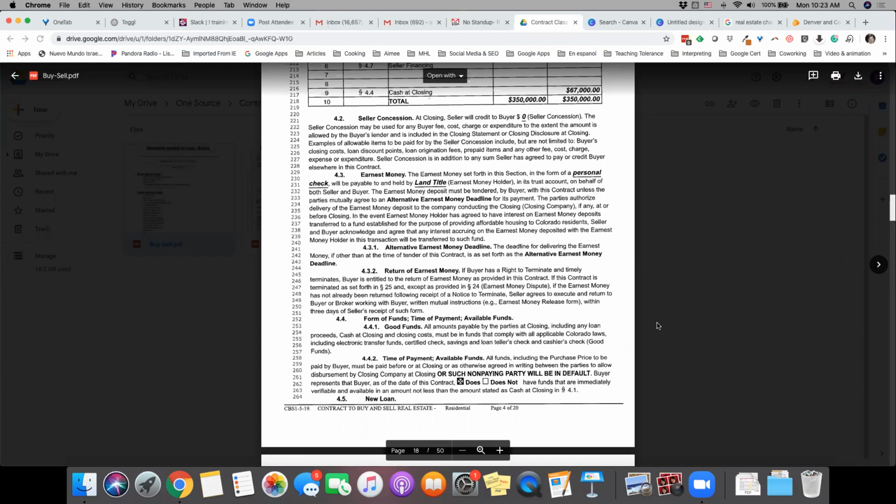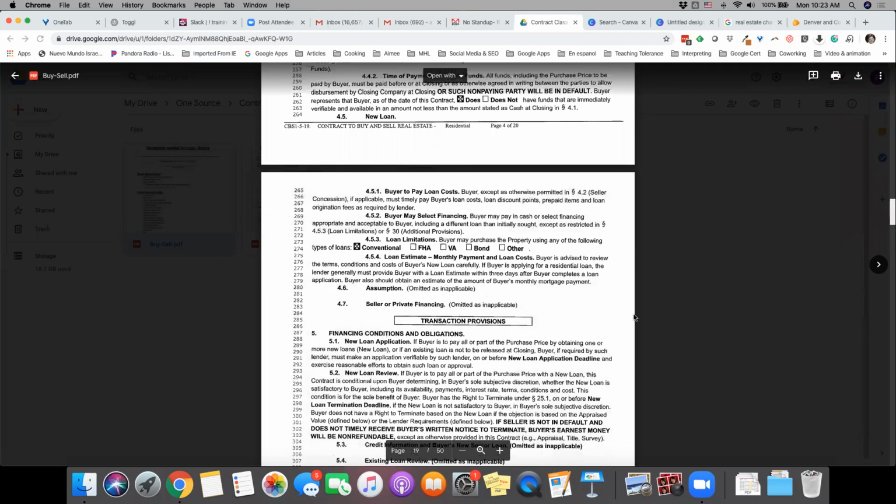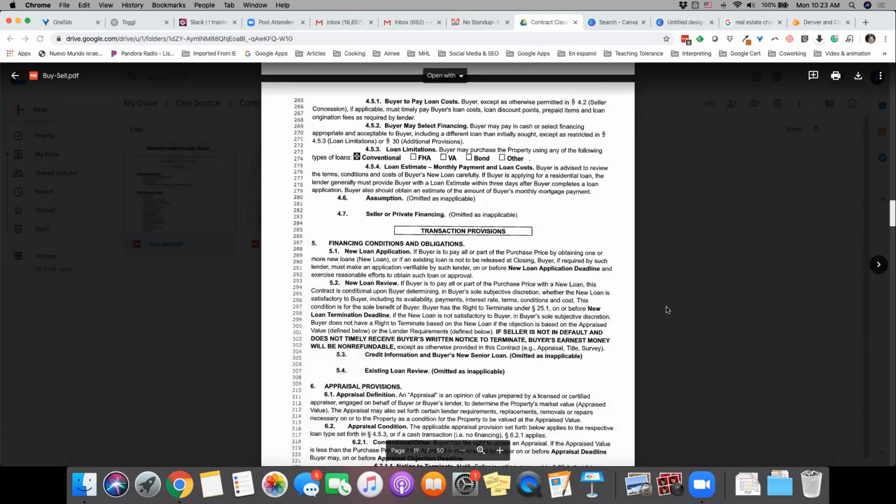Okay, now we're going to go to paragraph 4.5.3, loan limitation. The buyer's getting a loan. He's going to do a conventional, or FHA, or VA. We don't do bond most of the time, not other. Please do not check more than one. When the buyer qualifies, the lender will tell you what kind of loan they're going to get.